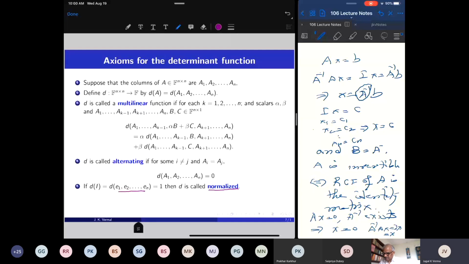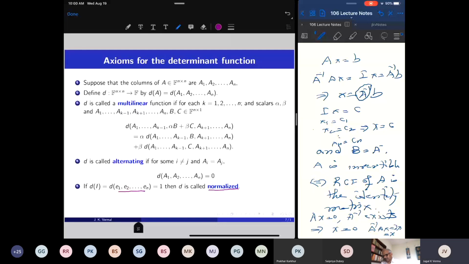Okay. There can be many functions which are multilinear and alternating, but they are not normalized. So the determinant of the identity matrix may not be equal to 1. Yeah, for some multilinear alternating functions, we will come across those things. So focus on these three properties. So this function D is from the space of n by n matrices, and the output is a scalar. If it is multilinear, alternating, and normalized, then we say it is a determinant function of order n.